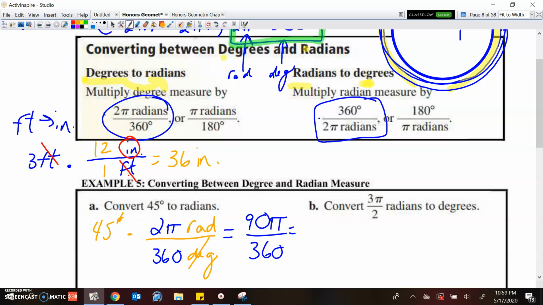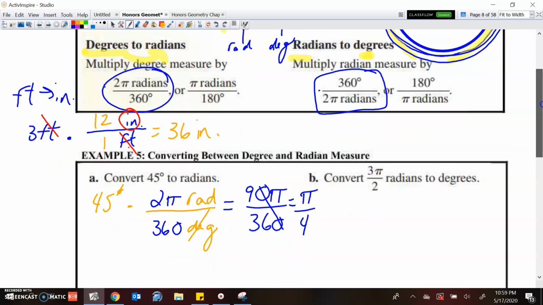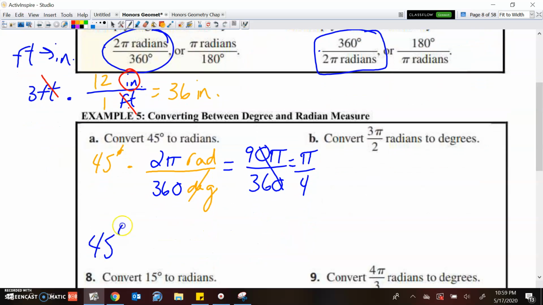90 over 360 is 1/4. Because 9 over 36 is 1/4, I get pi over 4. Now when I do this, I do not divide pi divided by 4. I just leave it pi over 4. So my answer here is that 45 degrees is the same as pi over 4, and I want to label it radians. Degrees is this label, radians is that label.